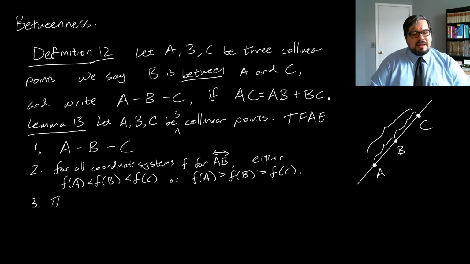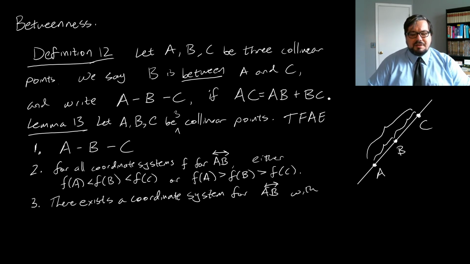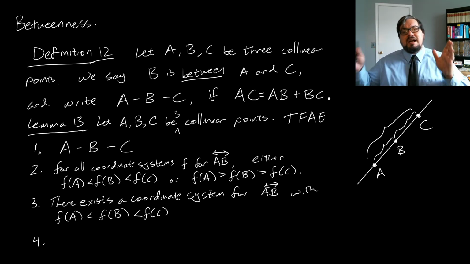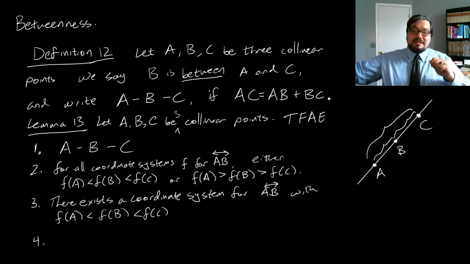Then 3 and 4 say that there exists a coordinate system for the line AB with f of A less than f of B less than f of C. So part 3 says that if there exists some coordinate system where the coordinate of B lies between the coordinates of A and C, that means that B itself lies between A and C. And also this means that if we know ahead of time that B is between A and C, then we can always find some coordinate system where their coordinates are increasing as we move from A to B to C.